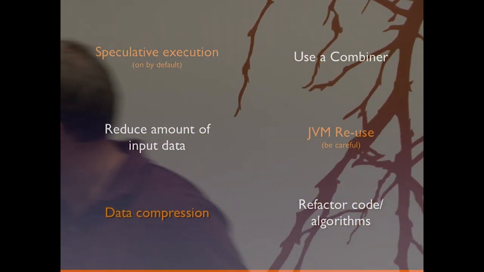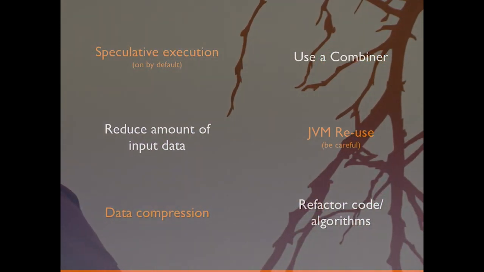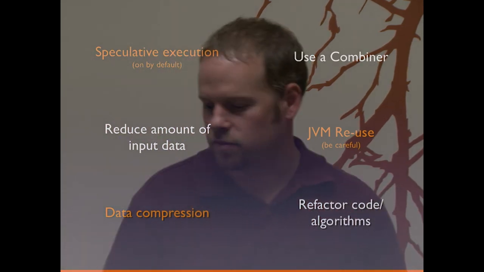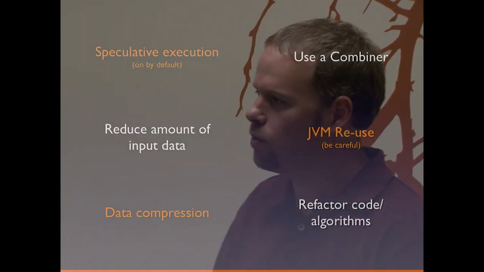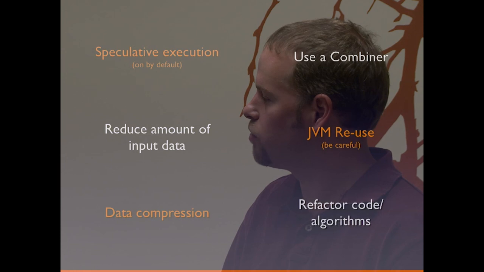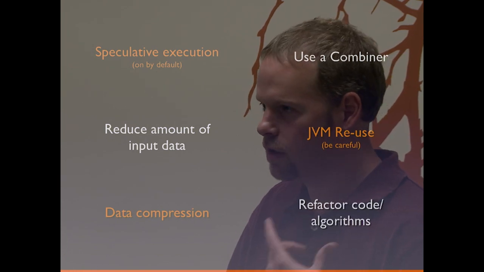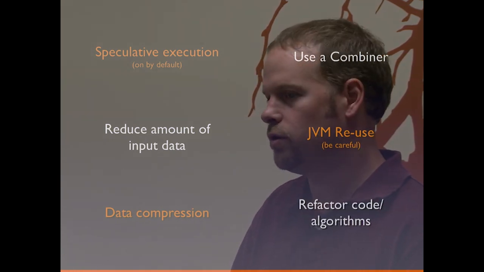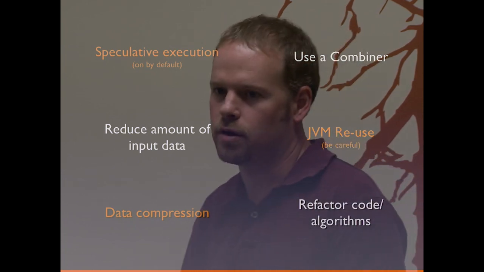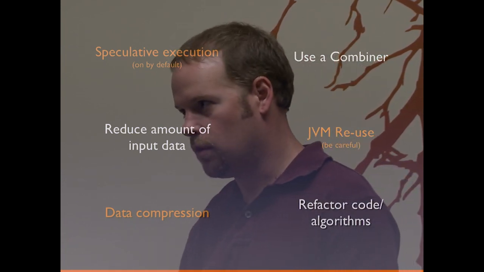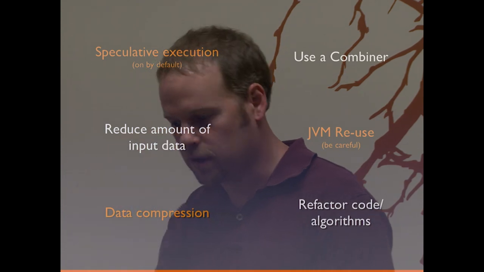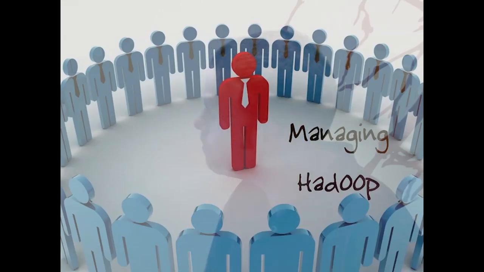Also, I'm not going to talk about it too much, but refactoring code and algorithms is where it actually matters. Different types of algorithms can matter a lot when you're processing. If you save a millisecond or 2 or 3 or 10 on a particular mapper, and you multiply that by hundreds of millions or billions of times, it adds up to make a difference.